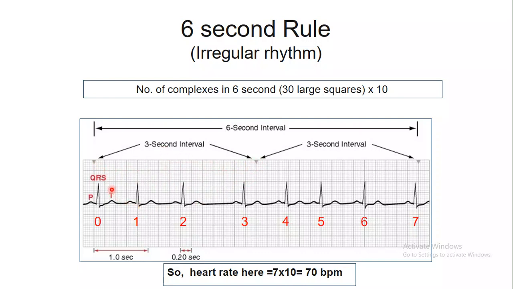So if we calculate the number of R waves between two of these 3-second intervals, then we will have the number of R waves in 6 seconds. Multiplying this number by 10 will give the heart rate. Here is an example. We have 7 QRS complexes in this 6 second interval, so multiplying 7 by 10 will give 70 beats per minute.